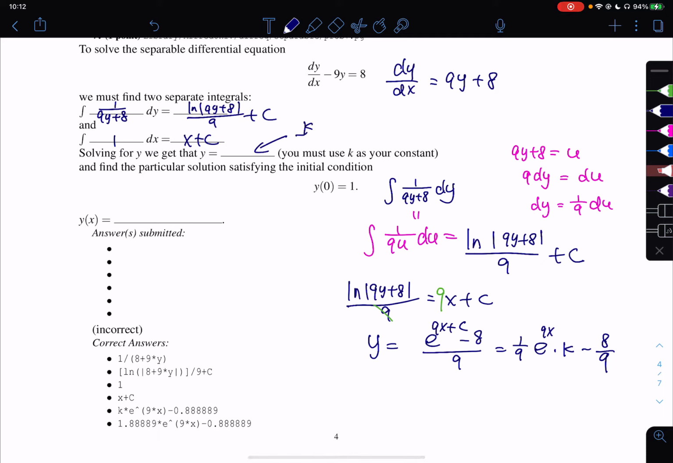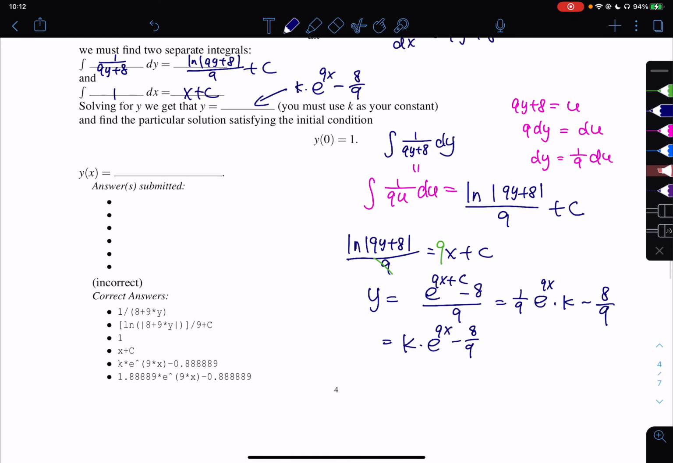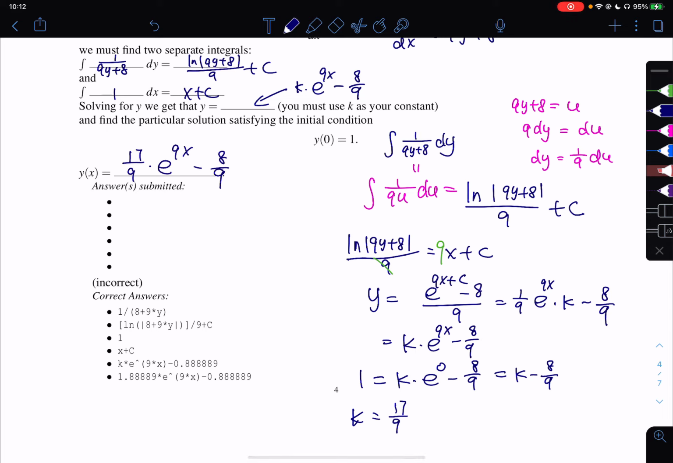It is k divided by 9, but having a k divided by 9, it's an arbitrary constant divided by another arbitrary constant. It can be absorbed into one term, right? So what you end up with is k times e to the 9x minus 8 over 9. And if you have an initial condition, which is 1 equals k times e to the 0 minus 8 over 9, which is k minus 8 over 9, it means your k is 17 over 9. So what you end up with is 17 over 9 times e to the power of 9x minus 8 over 9 as your final answer.